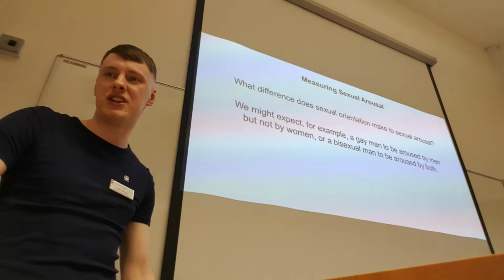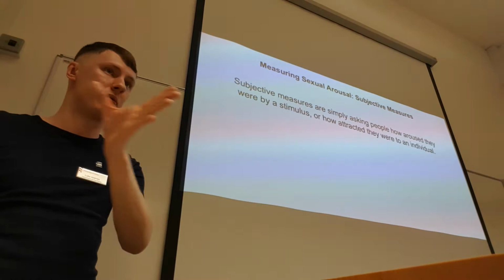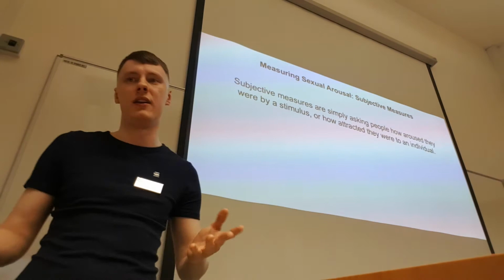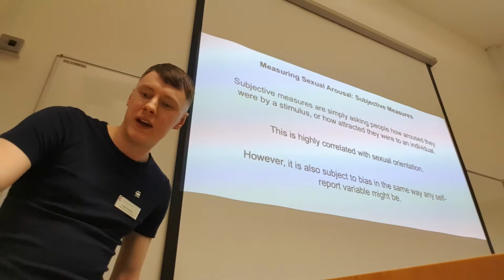And I suppose the most obvious way is to just ask people how attractive they found someone. And we do this in the lab because we display 3 videos of men and 3 of women. And after each video, we ask them how attractive they found the person, how sexually arousing they found it, and other questions like that. But now, this does correlate really nicely with sexual orientation. But it's also going to be biased in the same way that all self-report variables are biased. And you can see here the kind of results that we get.